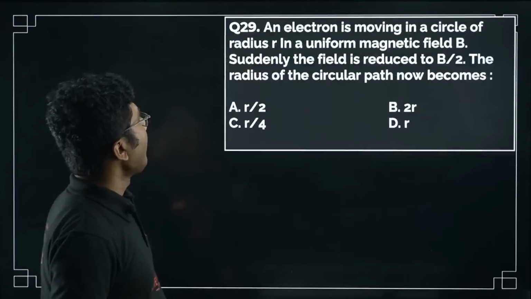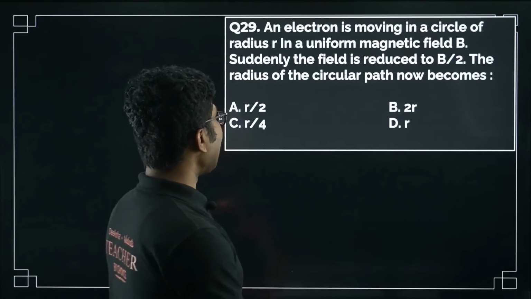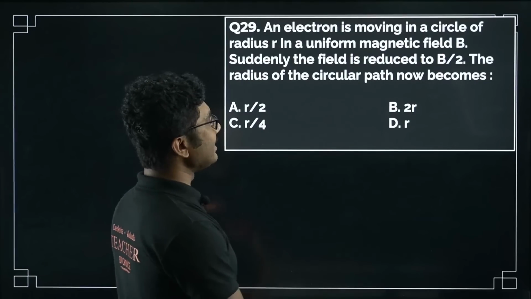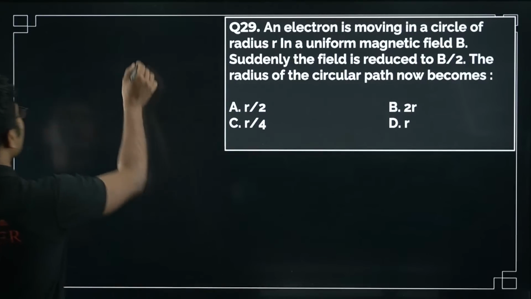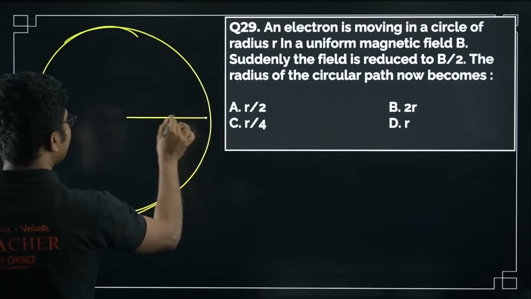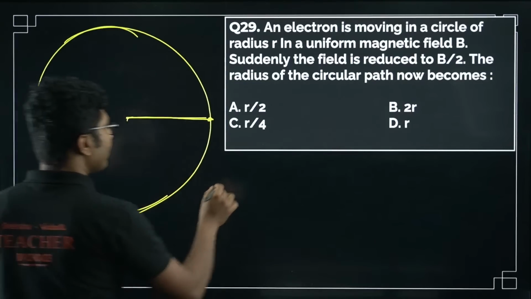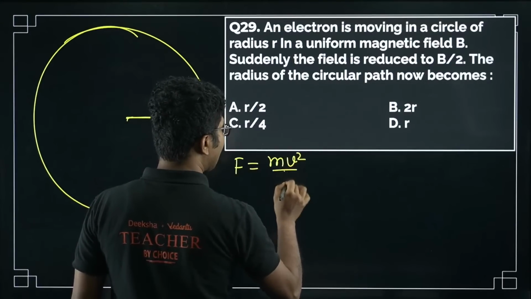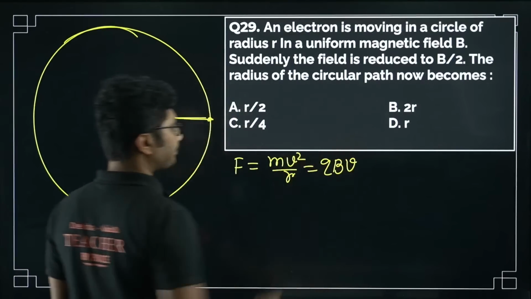Okay. An electron is moving in a circle of radius r in a uniform magnetic field B. Suddenly the field is reduced to B by 2. What is the radius of the circular path? So initially it was rotating in a path. What was the force required? Force required was F equals m v square by r, and that is equal to q B v.